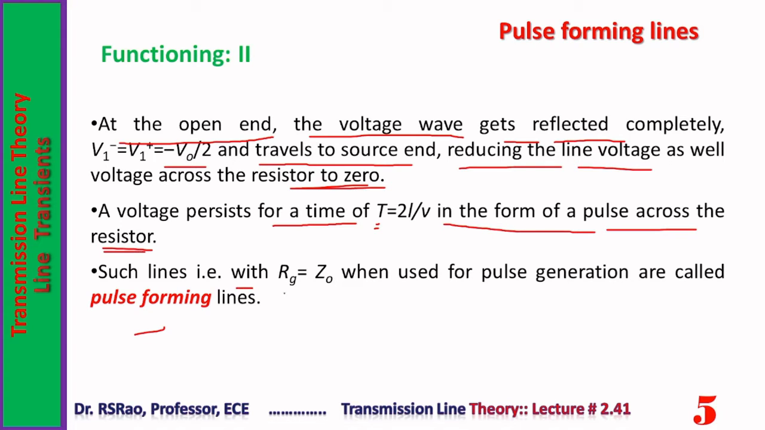Such a line with Rg equal to Z0, when used for pulse generation, is called a pulse forming line. Pulse formation can be considered as one of the secondary or auxiliary applications of lines. Lines are used for load matching purposes. Lines are used for measuring impedance. Lines are used to fabricate inductors and capacitors. These are all secondary applications. Pulse formation is a secondary application of lines.